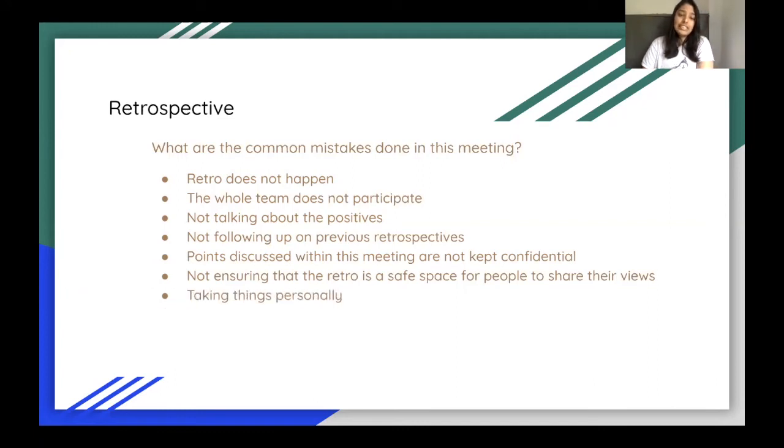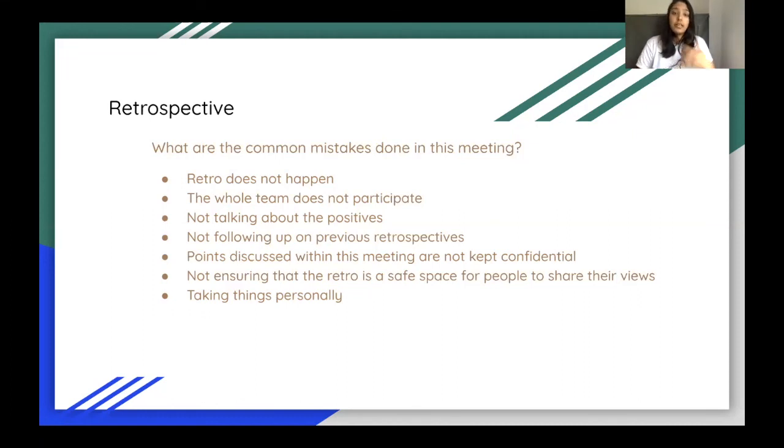Then taking things personally. I know it is very, very hard for people not to do, but it is very important. And this goes both ways. If you basically want to share in the retrospective that I feel I did not get the support that I needed, give it in a more constructive criticism way. Hey, I understand you were quite busy in the sprint, but it would have helped me if you had given me some personal time, because I felt that was lacking in this sprint. So you have given it in a way that does not personally offend the person.